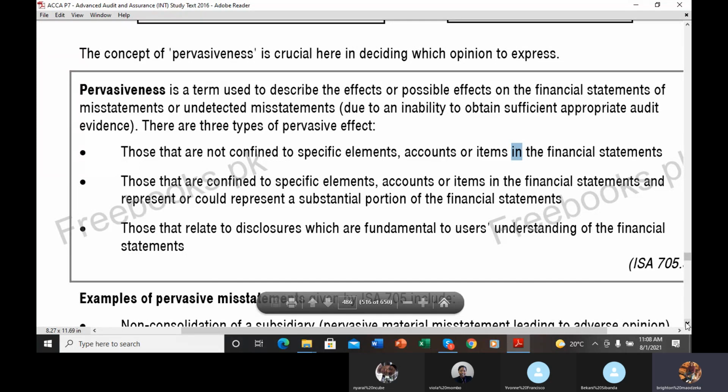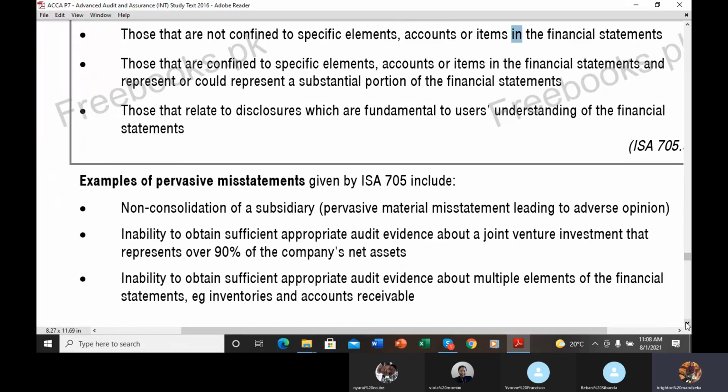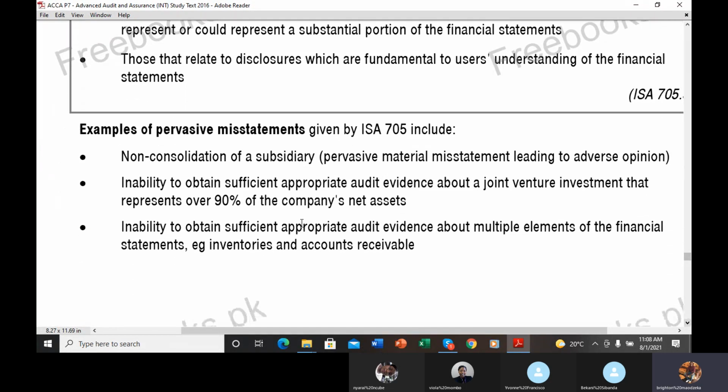A good example is given here of pervasive misstatements. Look here: non-consolidation of a subsidiary. What do you think? You're auditing a group, but they did not consolidate a subsidiary. It's a pervasive misstatement.